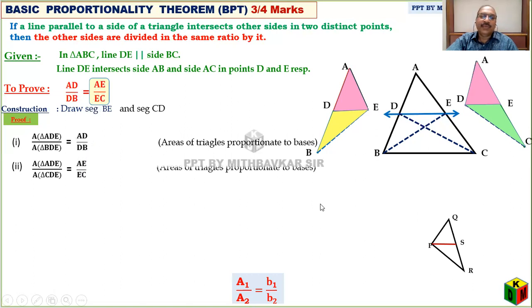Reason will remain same. Areas of triangles proportionate to bases. Okay. So now I got LHS. I got RHS. So two steps we have done. Now my job is to equate them. So now I want to show RHS equal.